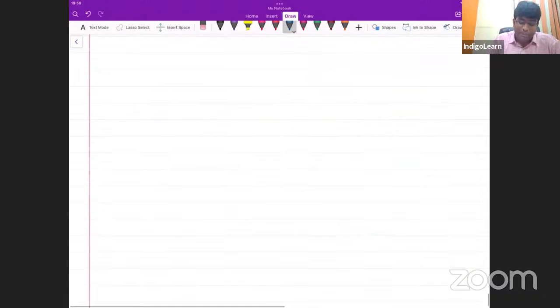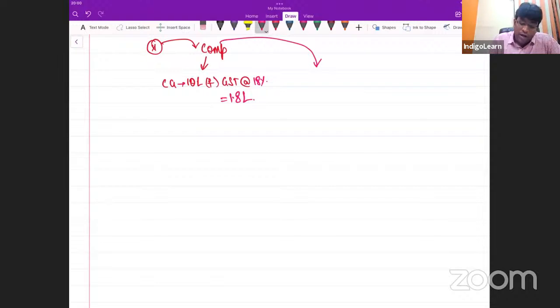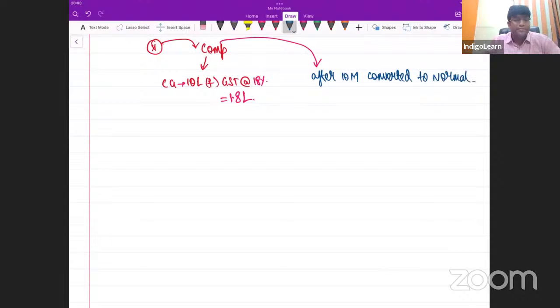Now let's take a small example to understand the concept better. So let's say there is one person X who was under composition. When he was under composition, he purchased one capital good for 10 lakhs plus GST at the rate of 18%, which is 1.8 lakhs. Now on fine day, after 10 months, he converted to normal.